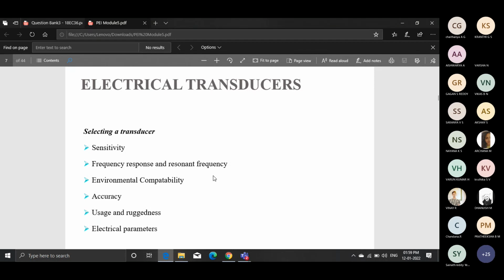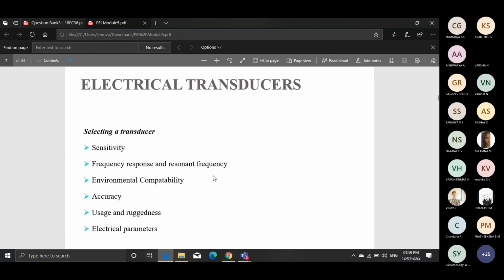What are the securities we need to have? How exactly can we procure the device? Everything we need to consider to select that one. So it should be environmentally compatible. Then only we can select that one.